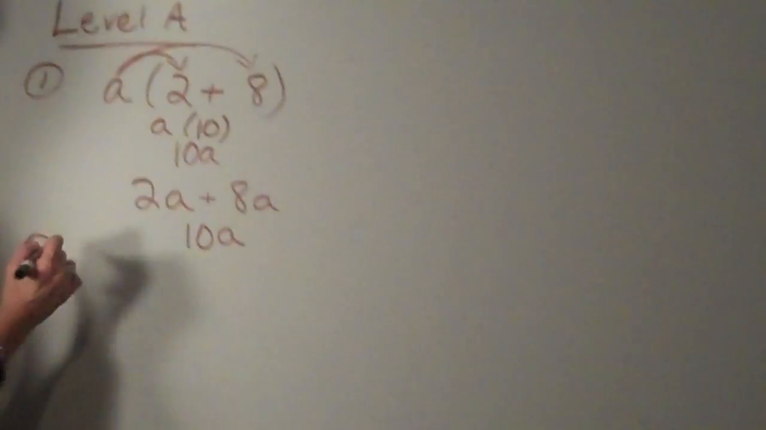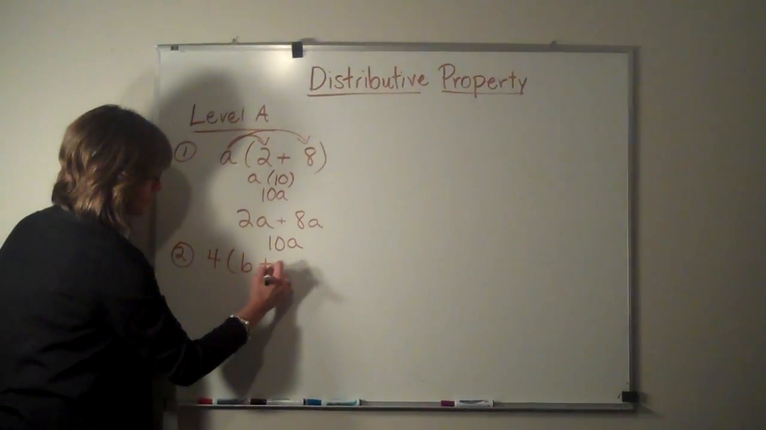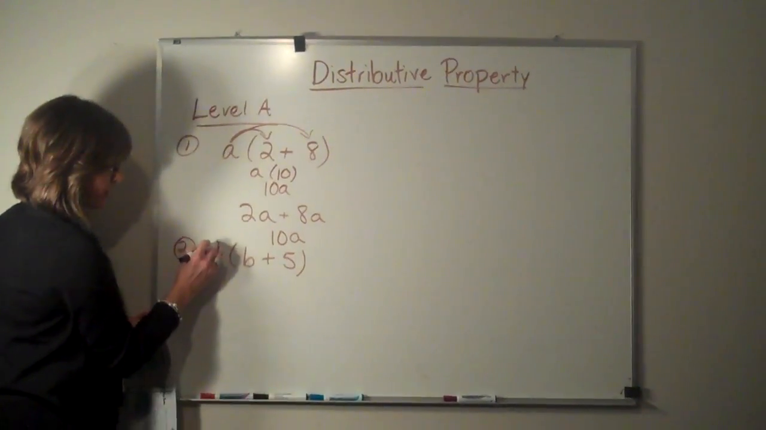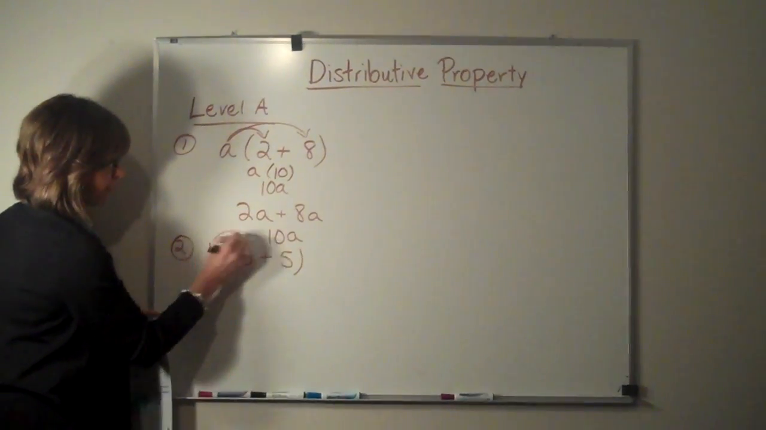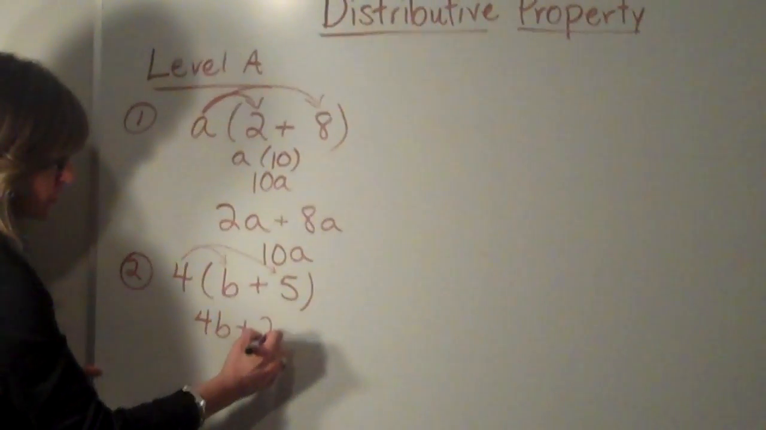Next one, 4(B plus 5). So I'm distributing the 4 to the B and the 4 to the 5. So it's 4B plus 20.